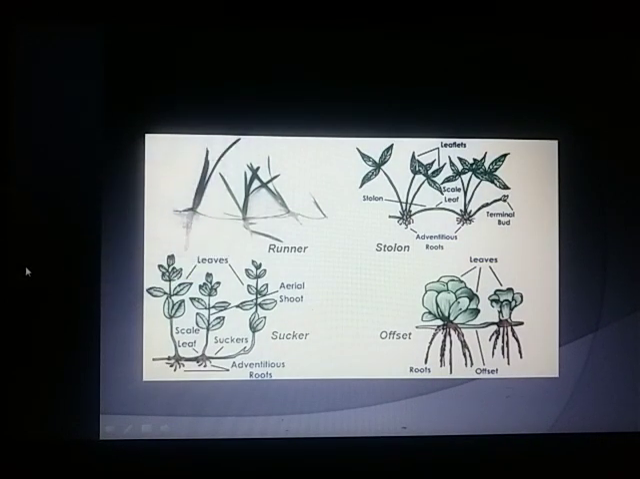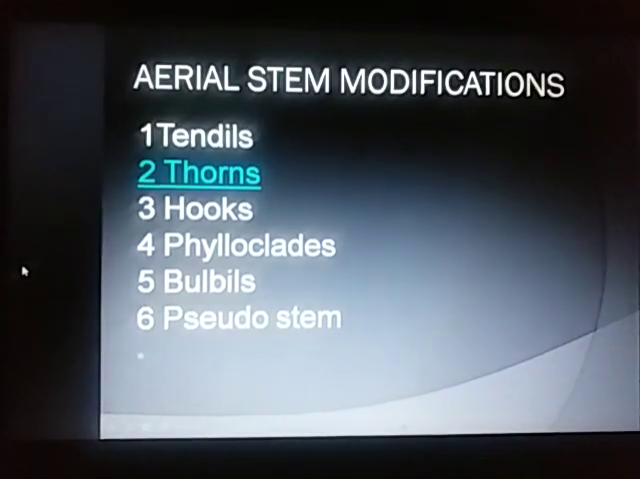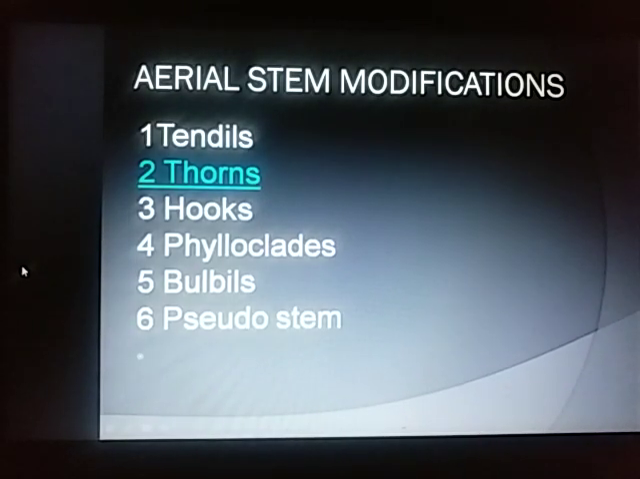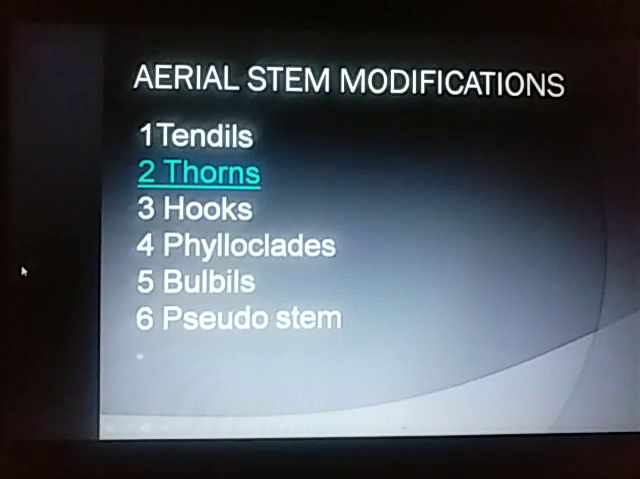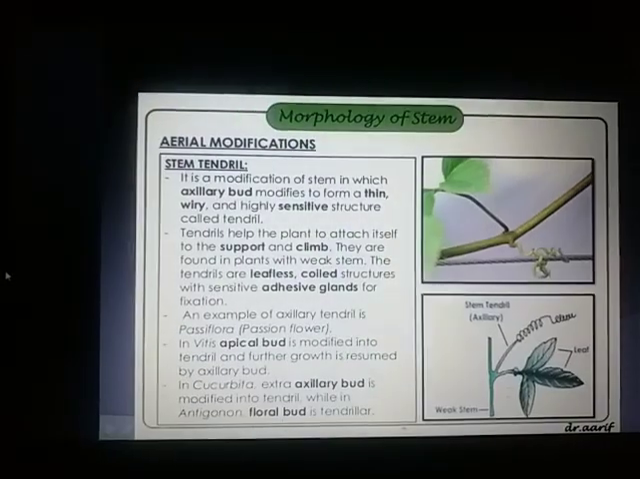This is runner, stolon, sucker, and offset. Now here we go into the third type, the third category, the aerial stem modifications. These are of various types: the tendrils, the thorns, the hooks, phylloclades, bulbils, and pseudobulbs. My dear students, to start with the tendril.